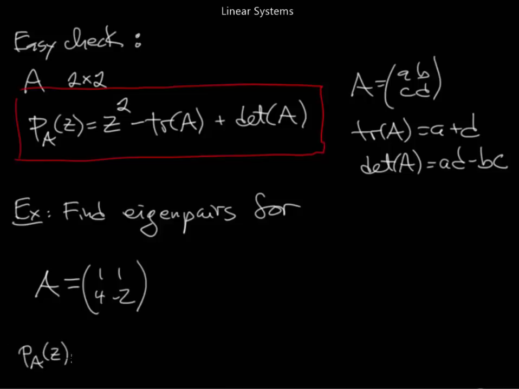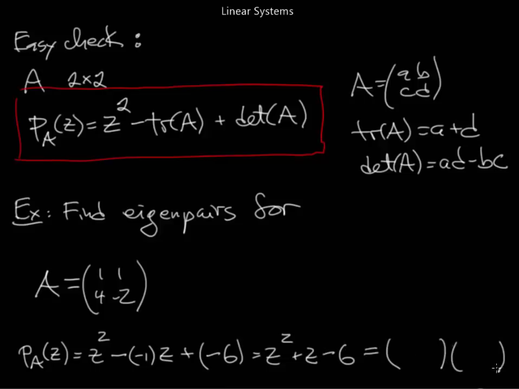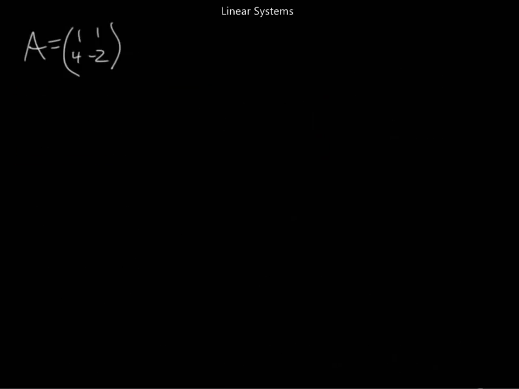All right, well, let's see. The characteristic polynomial, according to this formula, is z squared minus the trace times z plus the determinant, which is minus 6. So that's z squared plus z minus 6. You're interested in the roots of that, so you try to factor it. It factors into z plus something and z minus something. How about z plus 3 and z minus 2? That looks good. So that's the characteristic polynomial, and therefore the eigenvalues are 2 and minus 3.